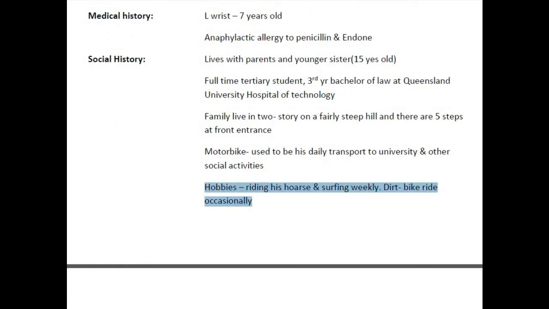A few points mentioned in the social history can be omitted too, like hobbies are riding horse, surfing weekly, and occasional dirt bike ride. Other information in the social history, for example, his house is situated on a fairly steep hill and has 5 steps at the front entrance, has to be mentioned but not word by word as given in the case note.